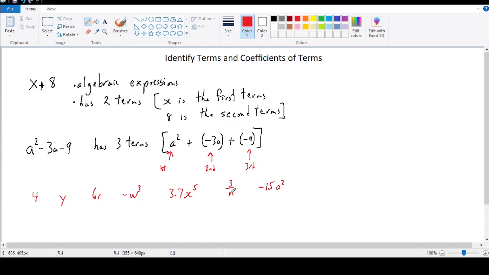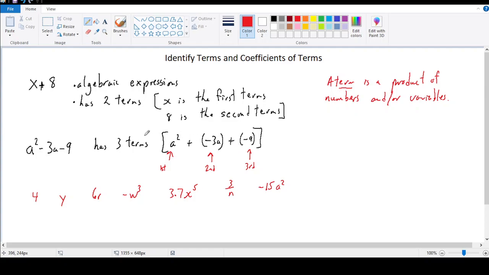3 over n is a quotient. Okay, so we can say that a term is a product of numbers and or variables. That's what we can say about terms.